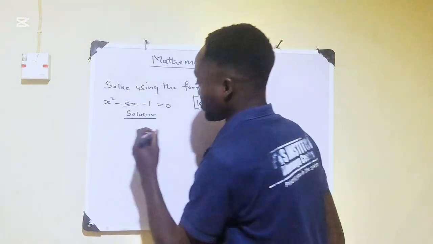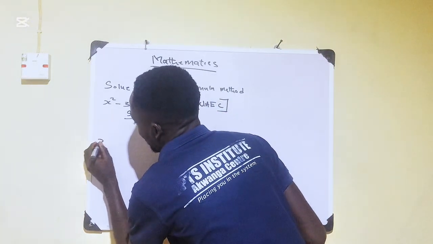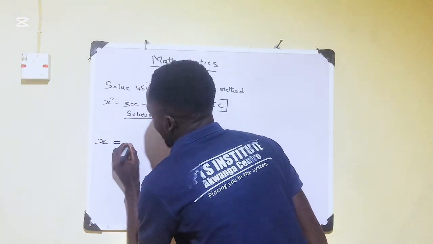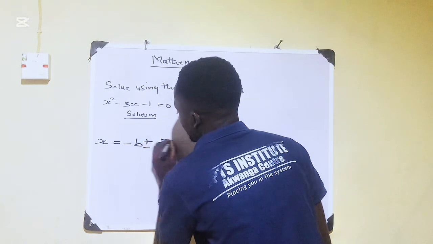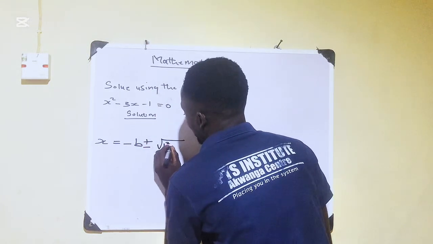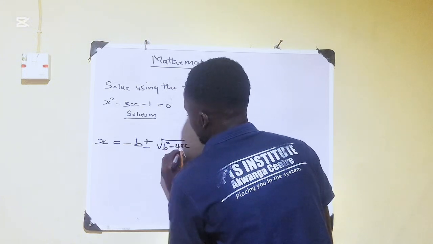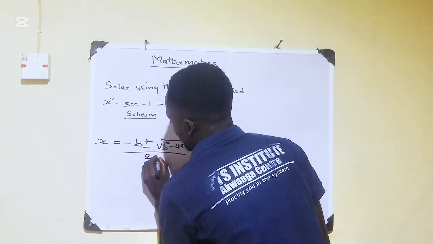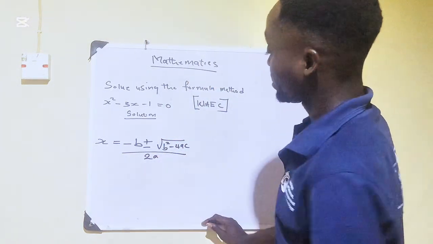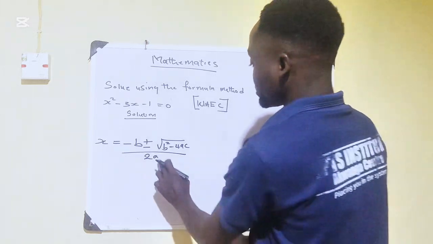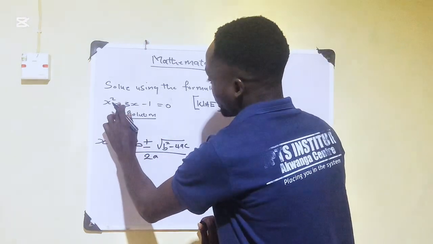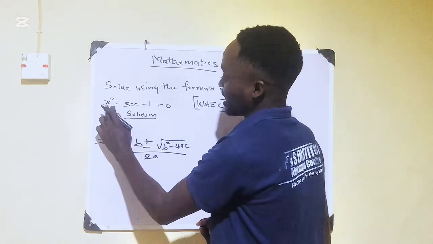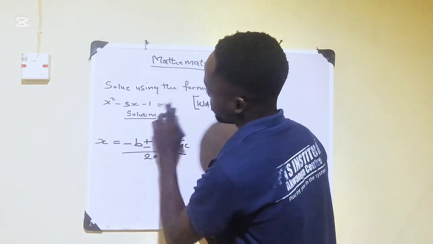So the quadratic formula is given as x is equal to minus b plus or minus the square root of b squared minus 4ac, all over 2a. This is the quadratic formula. So what is a, what is b, and what is c? From your question, you are given that x squared minus 3x minus 1 is equal to 0.